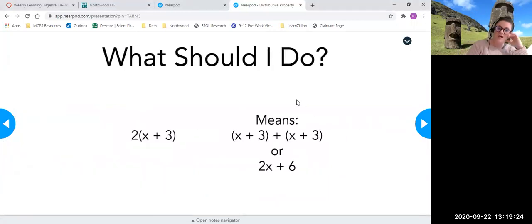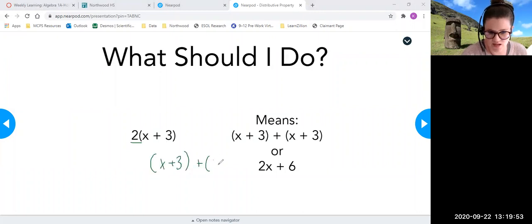Here's that example. I cannot add x plus 3. X could be 7, x could be a million, x could be a cow. I don't know what x is, right? It's just standing in there for a minute, so I can't add them. Well, what does it mean? Multiplication is repeated addition. So what I have here is 2 x plus 3s. I have x plus 3 and x plus 3. That is what this is saying right here.